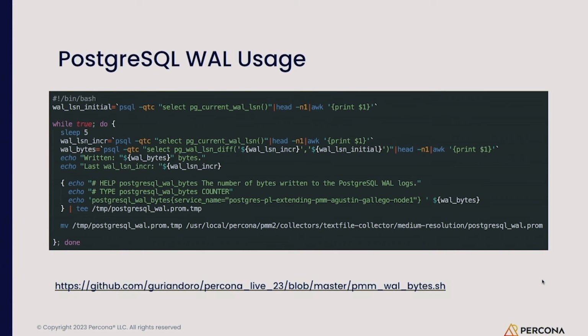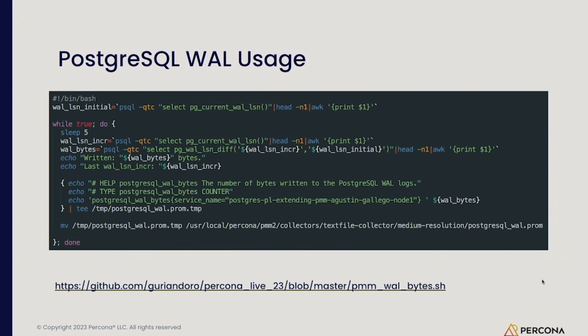So what are we doing here? Very basic. We are getting the wall LSN when the script starts, and then we are just looping with a while true there, so forever, and we are sleeping every 5 minutes and getting the new LSN position of the wall. So what can we know with that? We can know how much the LSN advanced. So basically, how much data was written to the server, right?